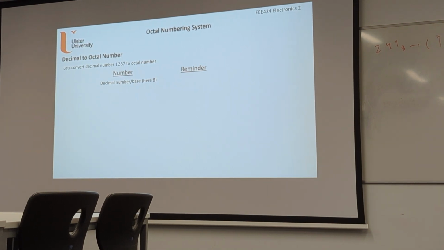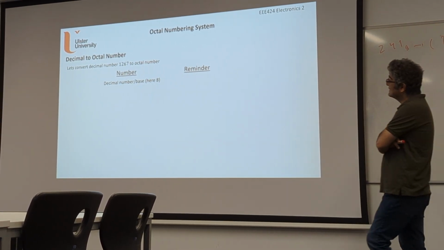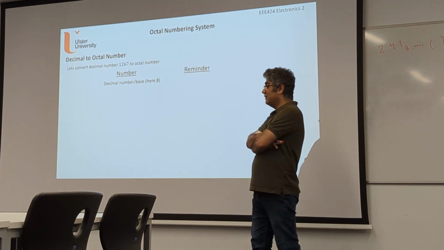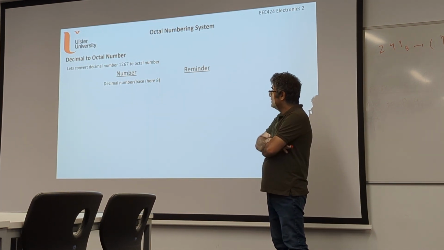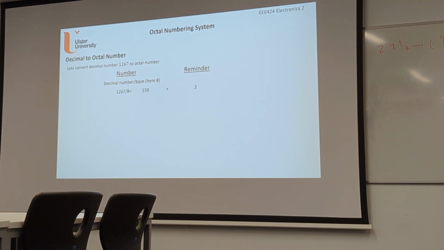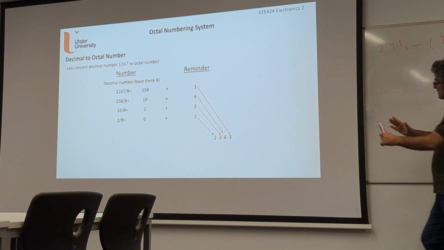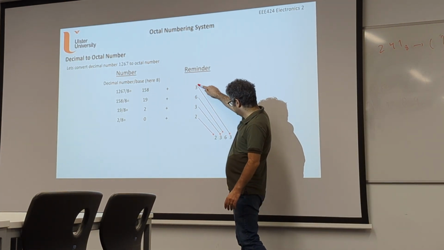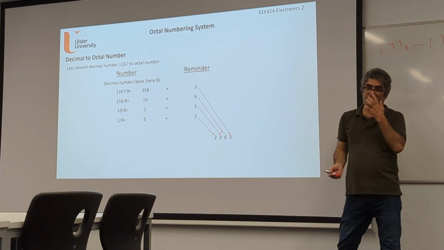Okay, another example: 1267. It's a decimal. We want to convert that to octal. First, divide by 8. 1267 divided by 8 gives 158 plus 3, so the remainder is 3. Then 158 over 8 is 19 plus 6. 19 over 8 is 2 plus 3. And then 2 over 8 is 0 plus 2. We stop because the quotient is 0. Then 2, 3, 6, 3. Clear?